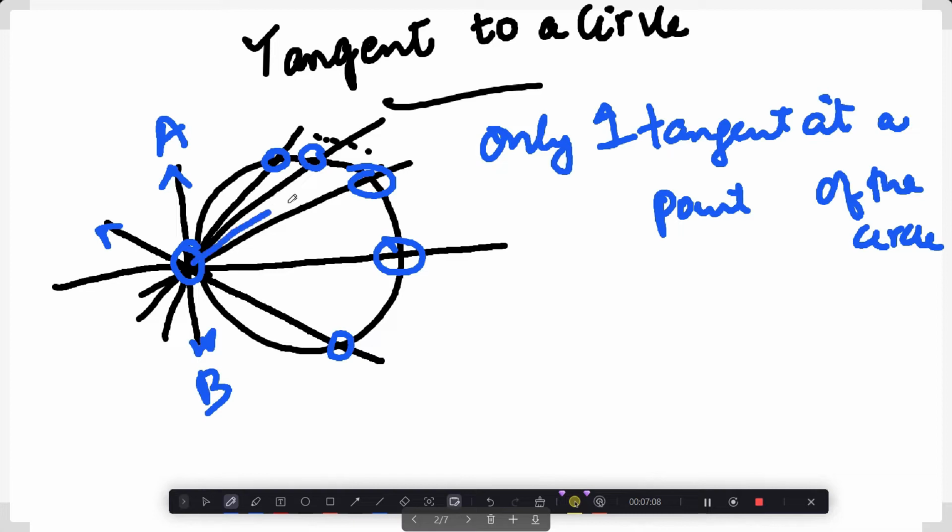So this was a secant, right? This was the original secant. When these 2 points coincide, then it becomes a tangent.